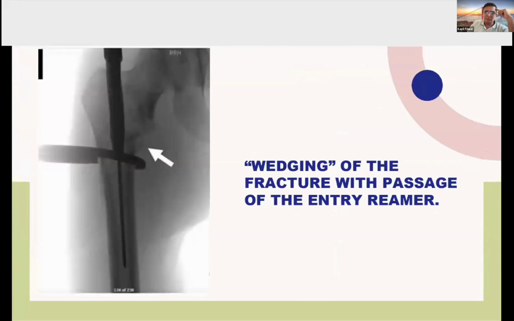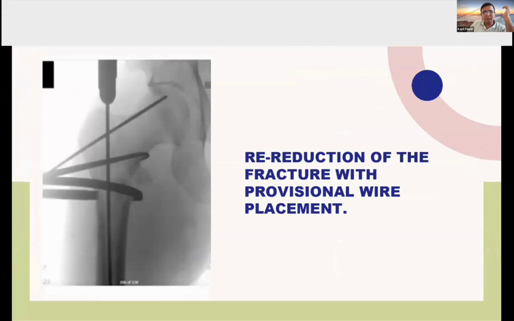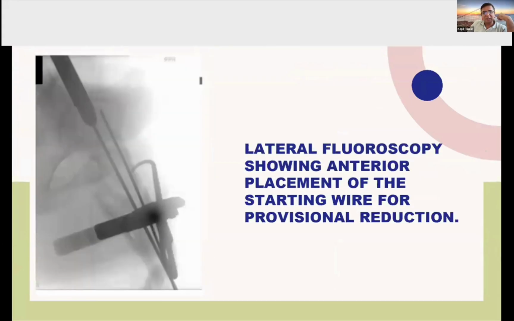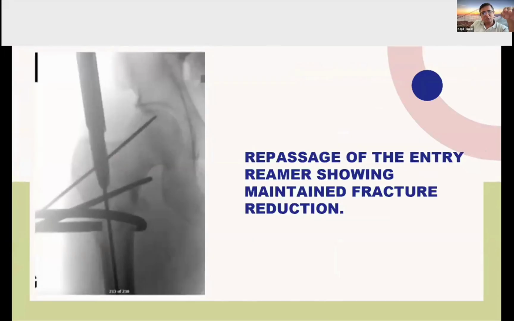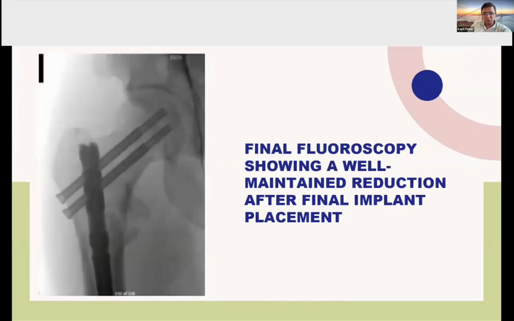It starts collapsing into the varus. So what you can do is, even after you have done it, you can get a temporary wire and hold it in the valgus, so that while passing the reamer, it stays in valgus. If you pass the reamer in that line, the final nail will go into the line of the reamer, and the valgus will be maintained.